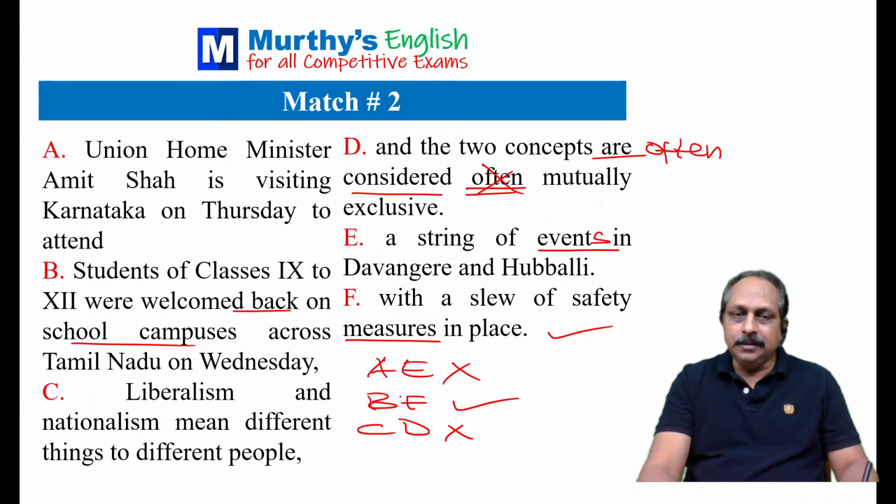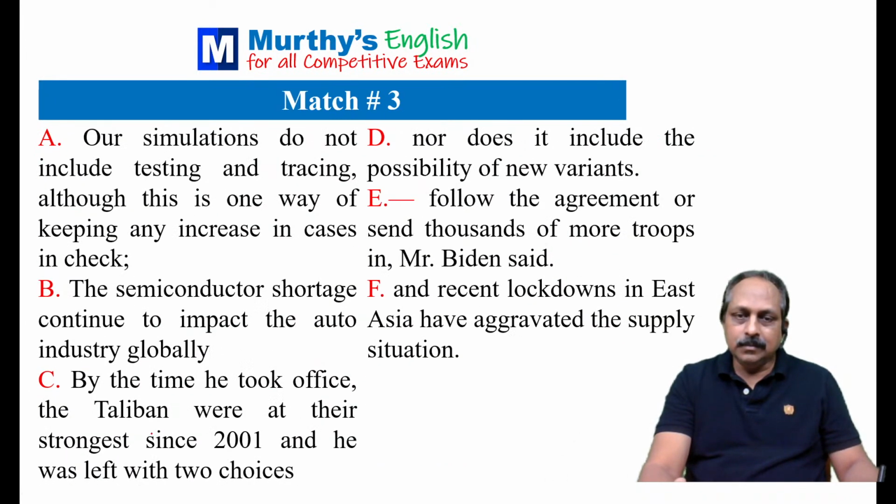So answer is, what is the answer? BF is the answer. They are often considered. Two verbs. After the first one, we have to use the adverb of frequency. Please go to the next one.